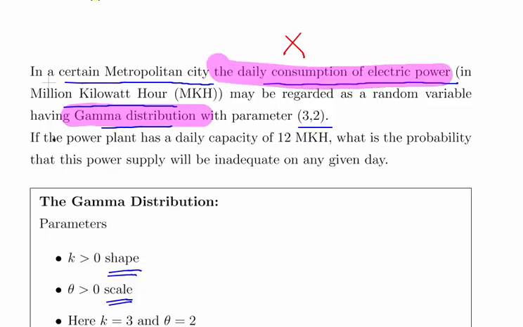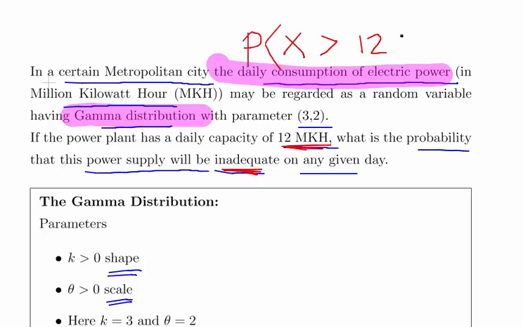Let's continue. If the power plant has a daily capacity of 12 MKH, what is the probability that this power supply will be inadequate on a given day? That means, what is the probability that x is greater than 12? So 12 is like a maximum. Let's say it supplies 12 every day. What is the probability that demand will exceed 12? That would be an inadequate supply.